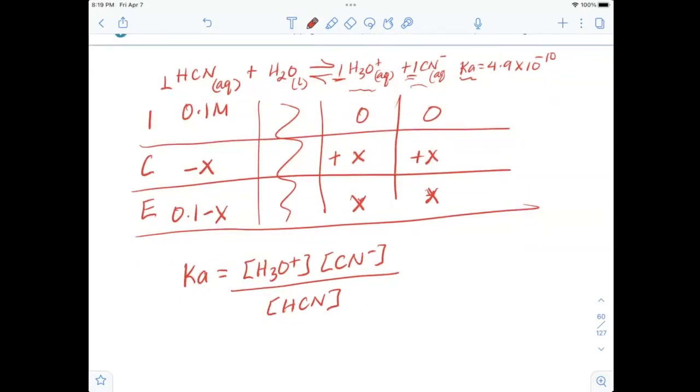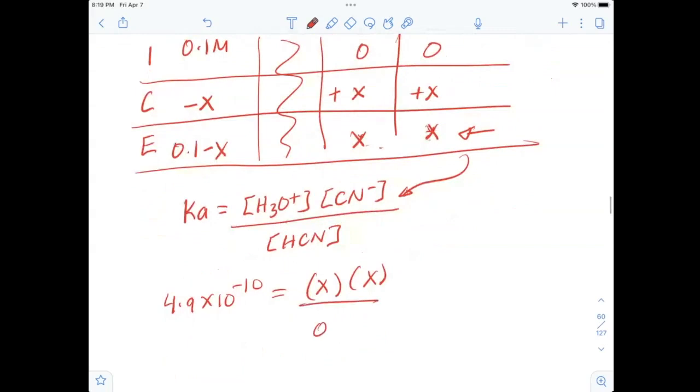Plug in your values, right? For your Ka expression, the numbers you're plugging in are the values you have, either the numbers or the variables in terms of X at the equilibrium level. So what I'm trying to say is you plug these into that. Ka is over here: 4.9 times 10 to the negative 10 equals X times X, because that's what these are at equilibrium, divided by 0.1 minus X.